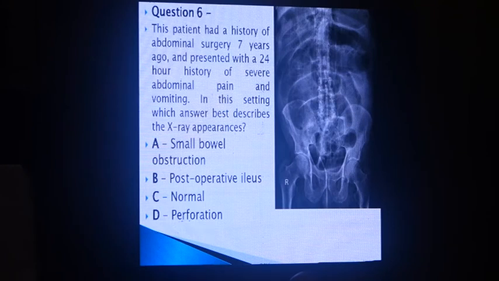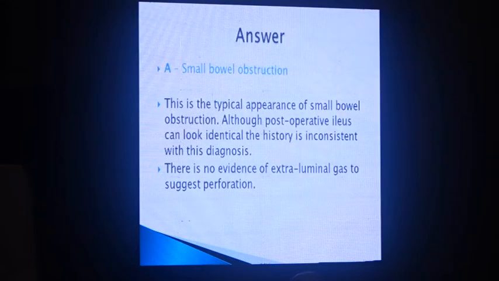Now question 6. The patient had a history of abdominal surgery 7 years ago and presented with a 24 hour history of severe abdominal pain and vomiting. Which answer best describes the X-ray appearance? Small bowel obstruction, post-operative ileus, normal or perforation? Why? Because of adhesions. There is no evidence of extraluminal gas to suggest perforation, and there is a history of surgery.